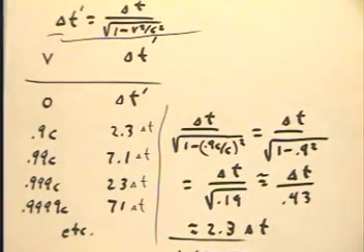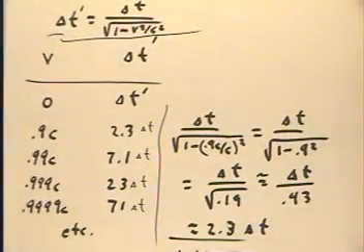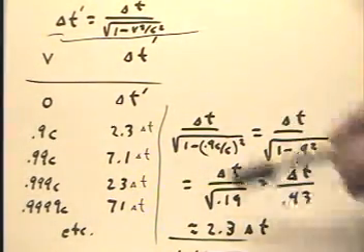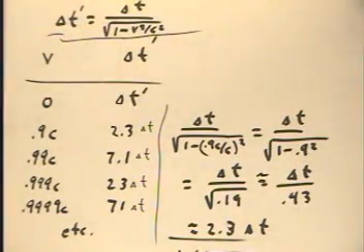Now let's see if we can understand the implications of this: delta t prime equals delta t over the square root of 1 minus v squared over c squared. Delta t prime is the time that we measure between beeps or round trips of the light beam. Delta t is the time as measured from within the lab that's passing by us at velocity v.